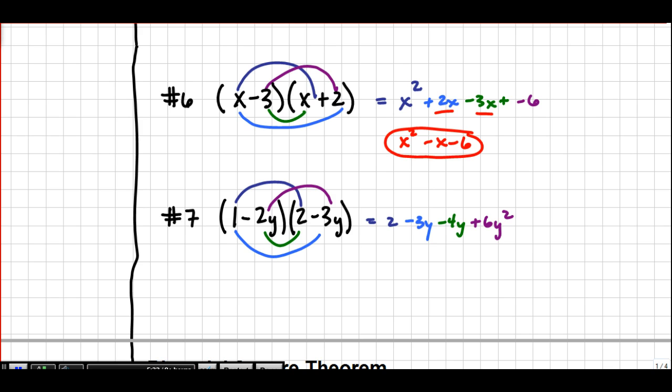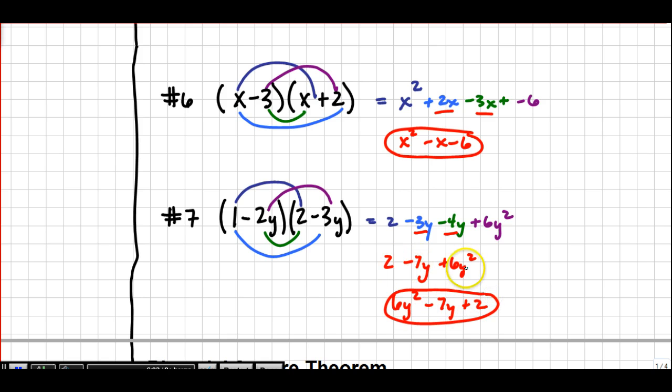Now if I look for like terms, I do see some like terms here in the middle. So I get 2 minus 7y plus 6y squared. The problem is this is not in standard form. Standard form should have the highest exponent first and then in descending order after that. So I literally just need to rearrange this polynomial. It's 6y squared minus 7y plus 2. Could also say plus negative 7y there.